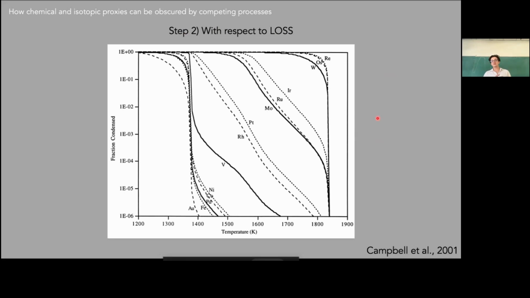If we look at a plot of the condensation temperatures of the HSEs here, what I point out is that although the most refractory HSEs, rhenium and osmium, condense at very high temperatures, we really have several hundred degrees of separation between the most refractory HSEs, the more volatile HSEs, and that of iron. This is to say that in any event where we have vaporization and condensation, we have the possibility of fractionating the HSEs from one another. And this complicates the use of them for identifying the impact present there.